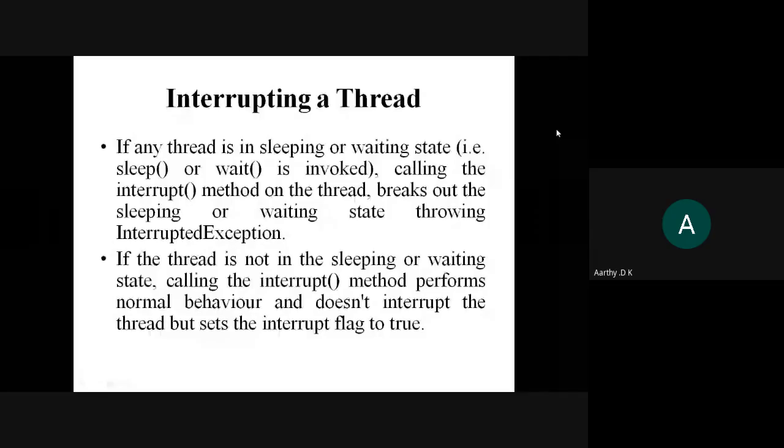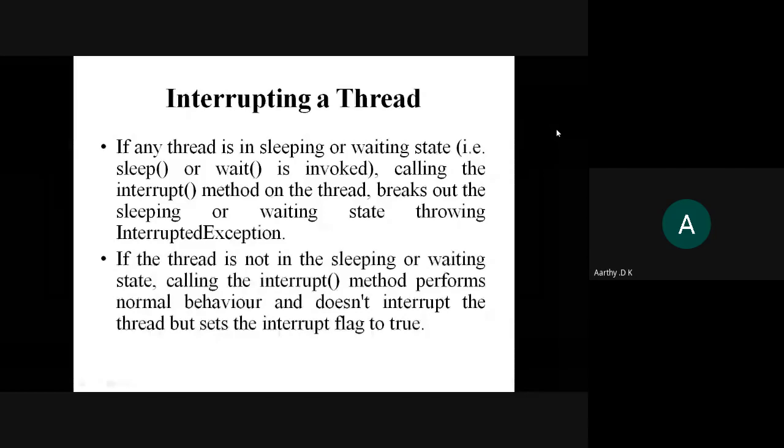So if the thread is sleeping or waiting, then the interrupt method is called on that thread to break the sleeping or waiting. If a thread is not in the sleeping or waiting state, that is the second case I told you. If the thread is executing normally, then also we can interrupt the thread. In that case, you will have an interrupt flag. An interrupt flag is set in the microprocessor. That flag will be set to true when you are interrupting a thread that is executing normally, that is not in the sleep state or the wait state.